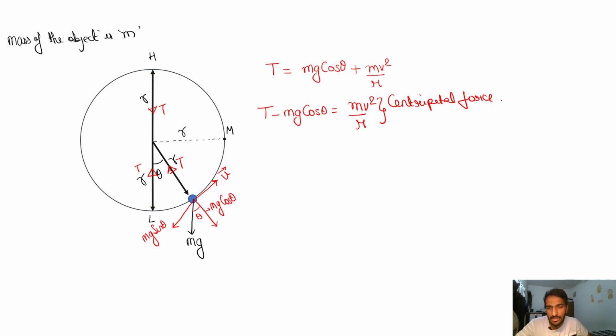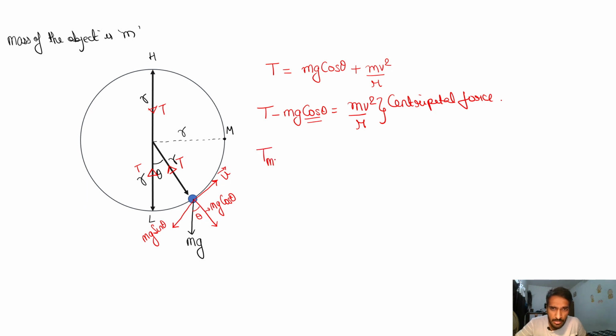T is the tension, and T minus mg cos theta should be equal to mv square upon r. Then and only then will the object give me the rotation, right? So here I have a trigonometric function, cos theta. Let's say I want to find the value of T.